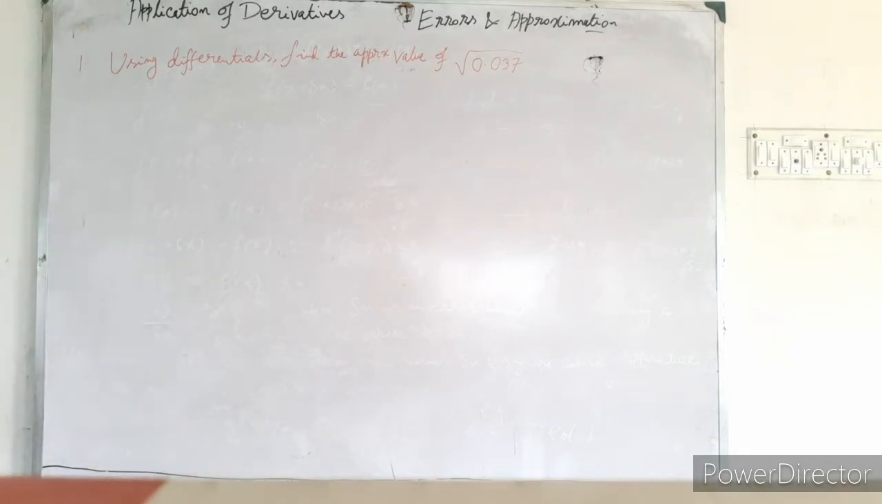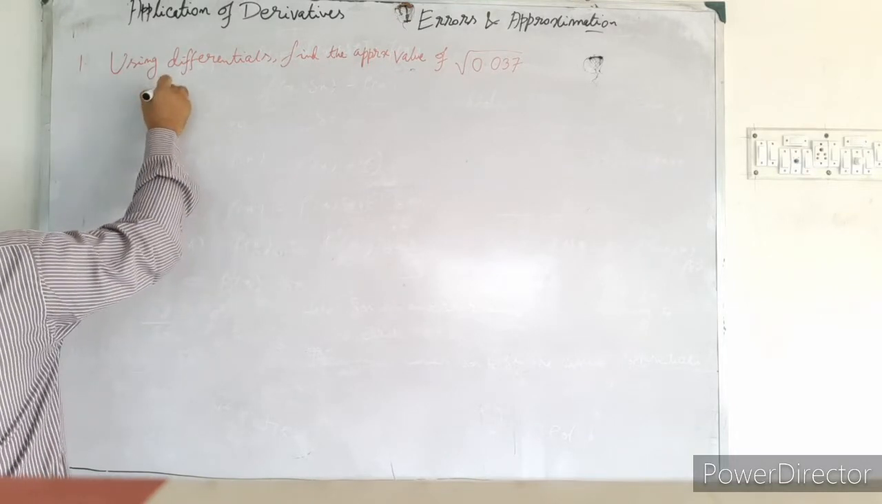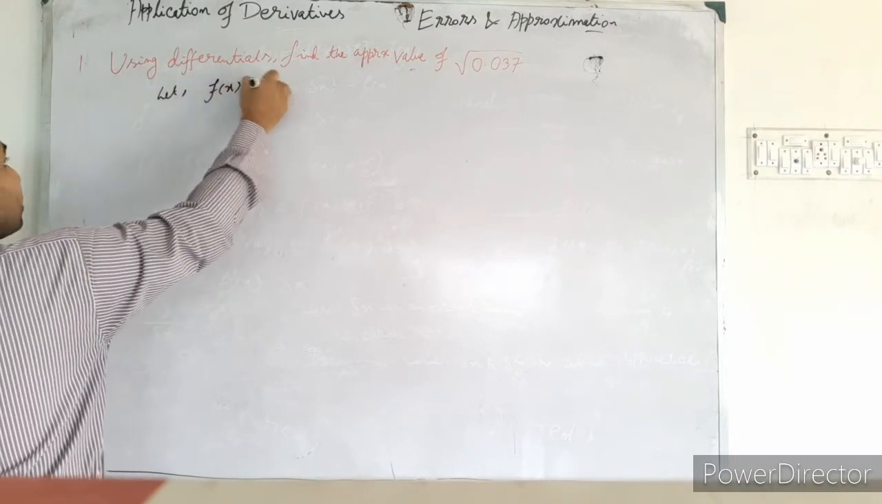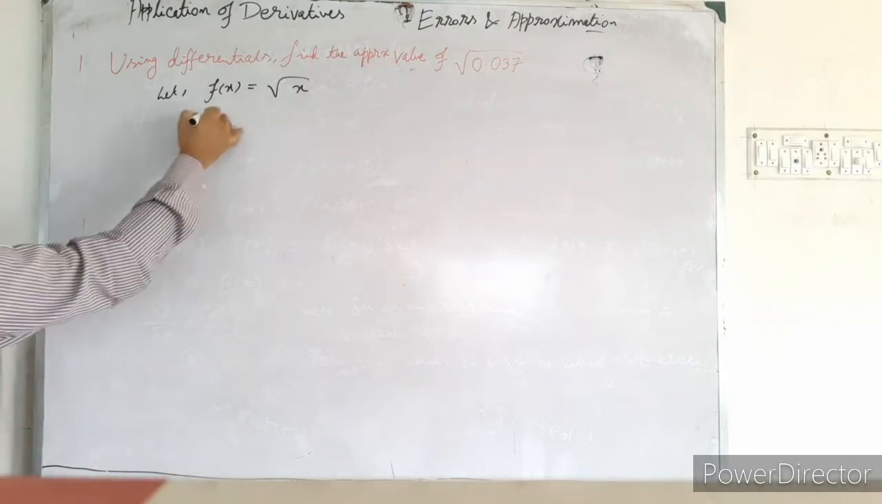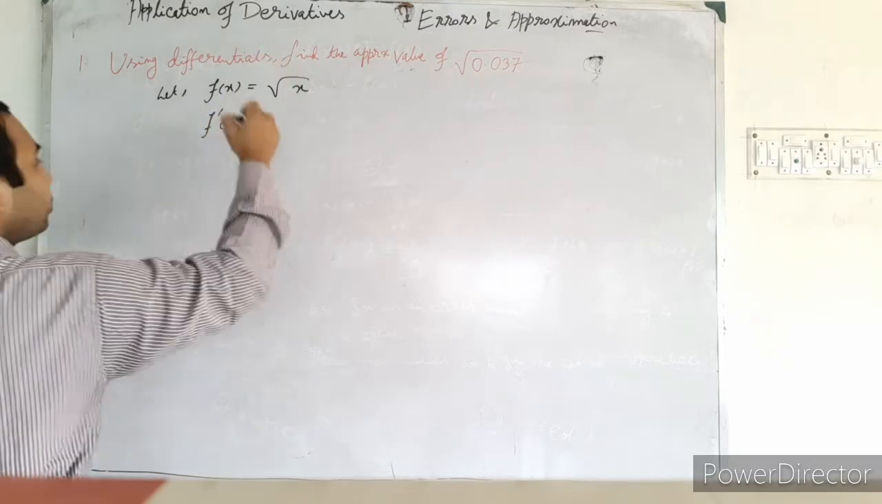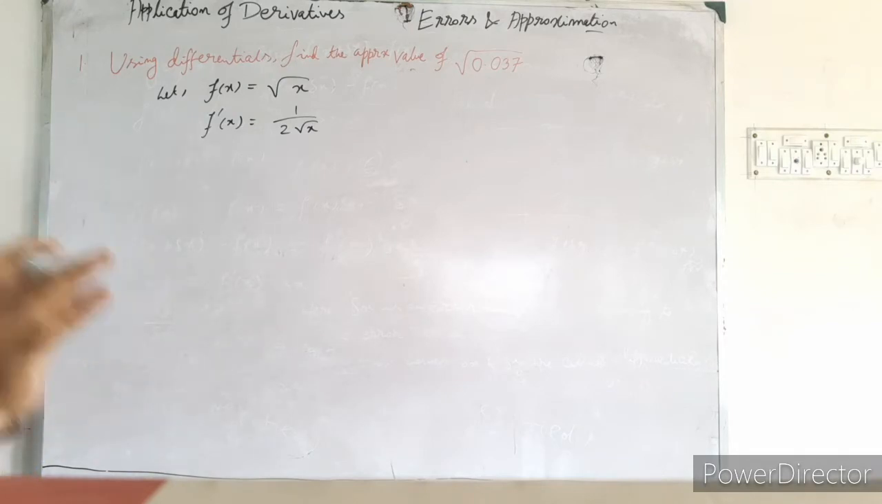Quite odd looking sum, but also very much interesting actually. Using differentials, find the approximate value of root over 0.037. So this function is in the form of root over x. So let f(x) equal root over x. Now f dash x will be 1 by 2 root x, that is the derivative formula of x to the power half.